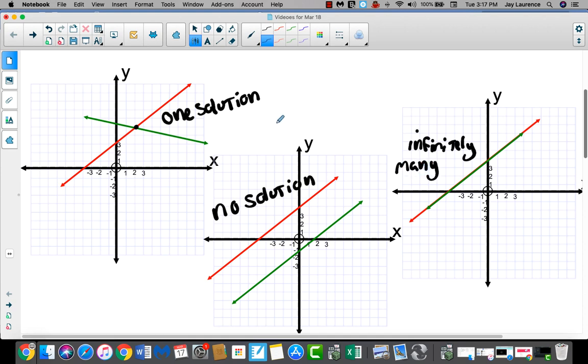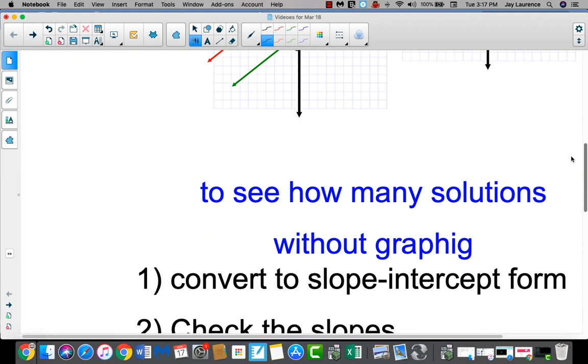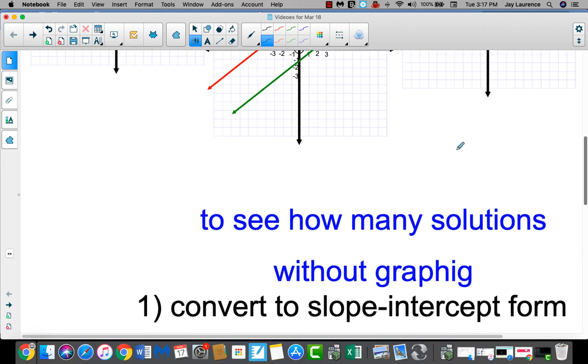Okay, so we could have one solution, no solution, or infinitely many. Those are the only possibilities. We can tell these real easily without actually graphing. So let's see here. To see how many solutions without graphing, first we're going to convert our equations to slope-intercept form. That's the key. We've got to be in slope-intercept form.